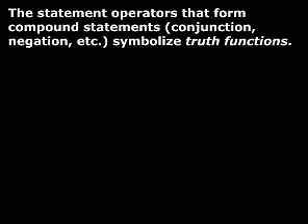So here's the key thing. The statement operators that form compound statements, the conjunction, negation, the things we looked at in chapter 1, those symbolize truth functions. And what that means is that the operator doesn't just put together two statements into a bigger statement. It does that, but it does something else. It determines the truth of the bigger statement as a function of the truth of the components that it put together.